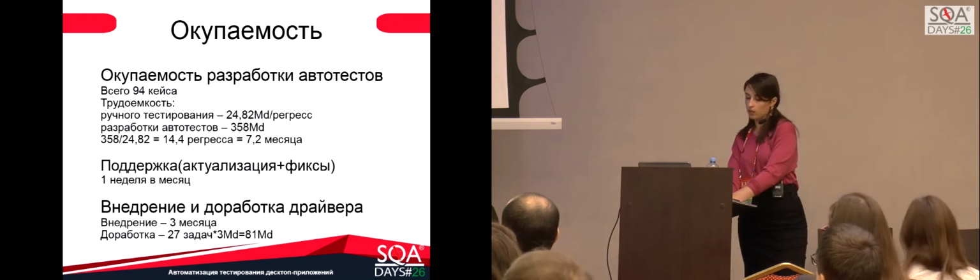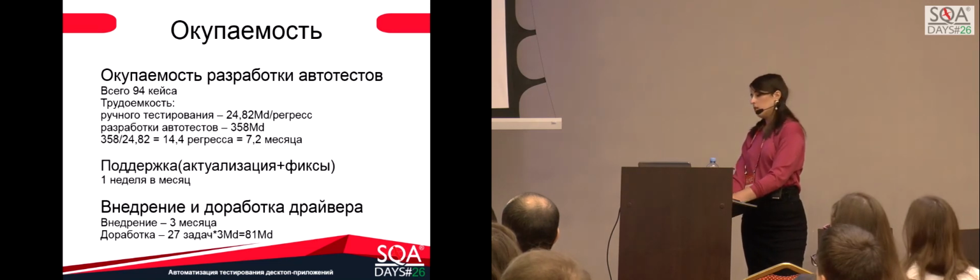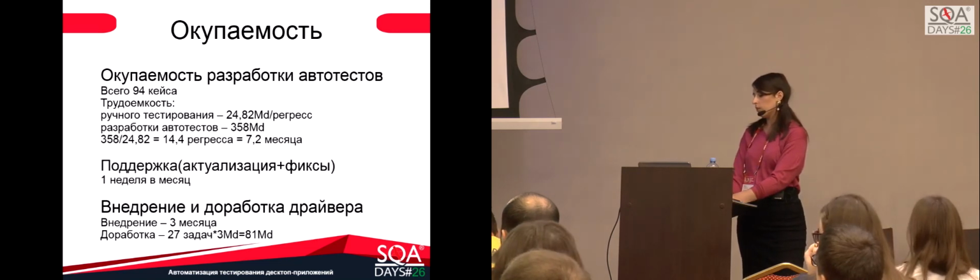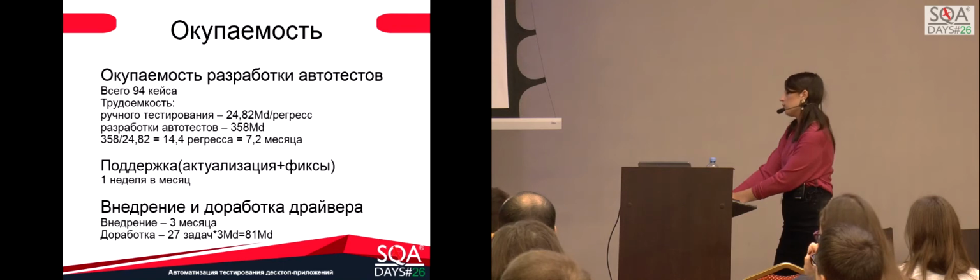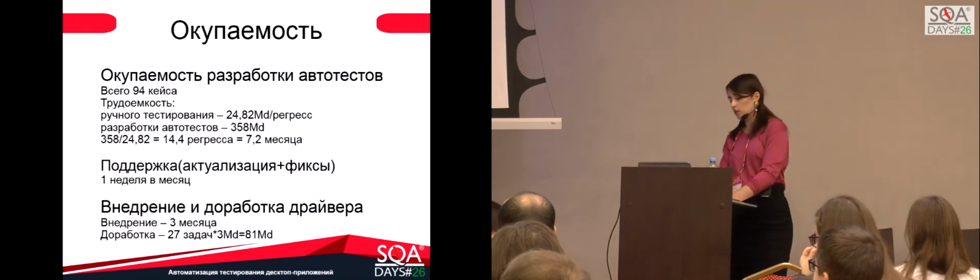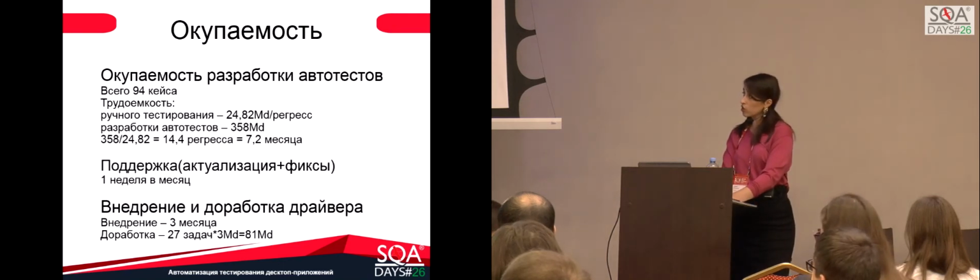Naturally, we need to consider time for maintenance and support, updating and fixing. It takes about 1 week a month for this activity on desktop automation.